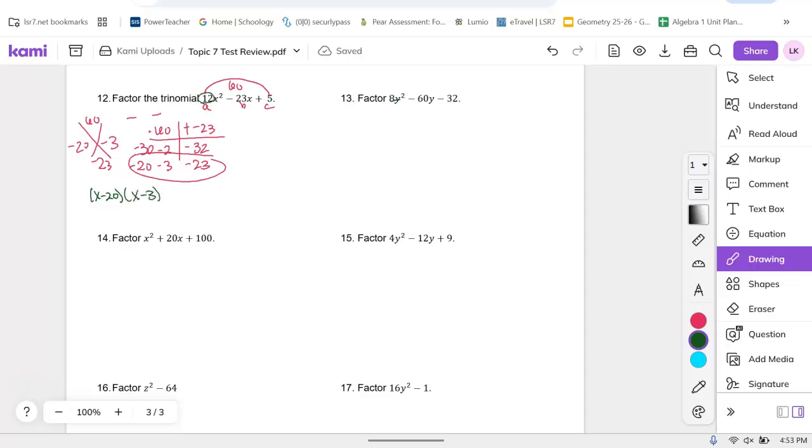Now, my A is 12. So that means I have to divide by 12. Can I take negative 20 divided by 12 and get a whole number? No. Can I take negative 3 divided by 12 and get a whole number? No. But I can reduce them. So I would have x minus negative 20 over 12. If I reduce that, I could divide by 4. So it would be negative 5 over 3. And then negative 3 over 12, I could divide each one by 3, which would be 1 over 4. Now I'm going to bottoms up. The bottom goes to the front. So my final answer is 3x minus 5 times 4x minus 1.